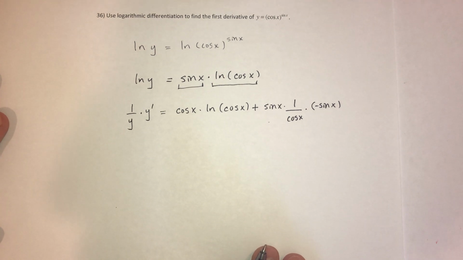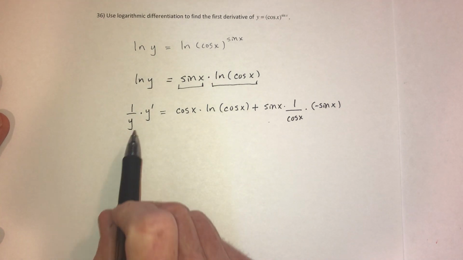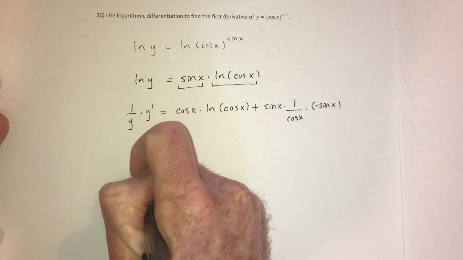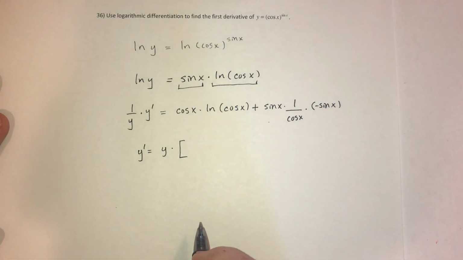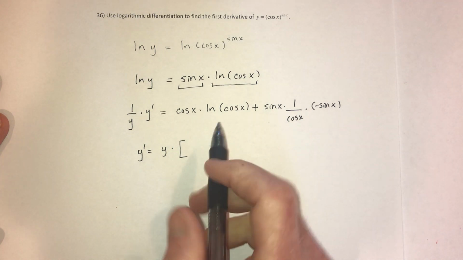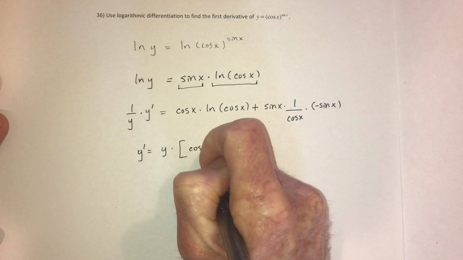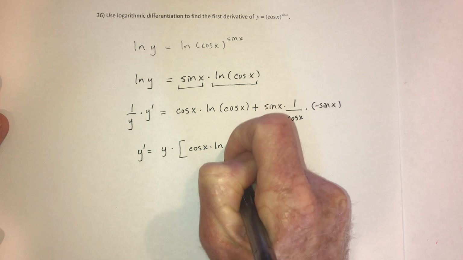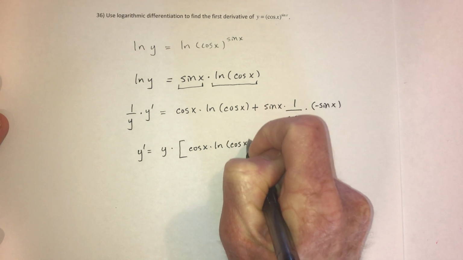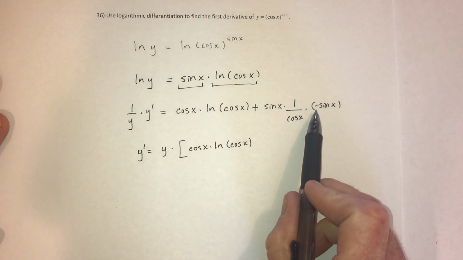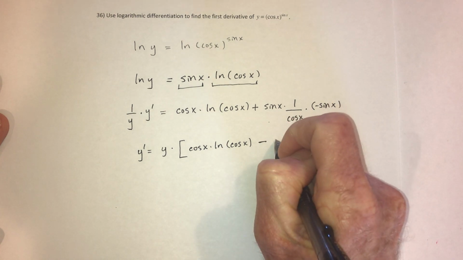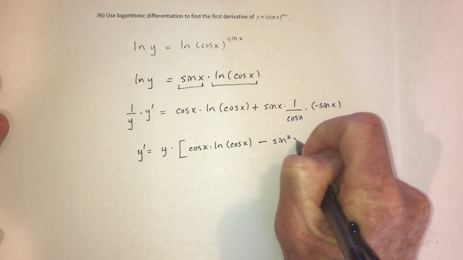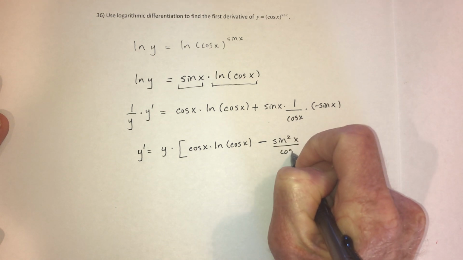All right, we're almost done, but there's a little bit more work we need to do. One is we need to solve for y prime. So it's going to be y times, and then this part can't be simplified, so just leave it as cosine of x times natural log of cosine of x. And then this part will be negative, and on the top it's going to have sine squared. And on the bottom it has cosine of x.